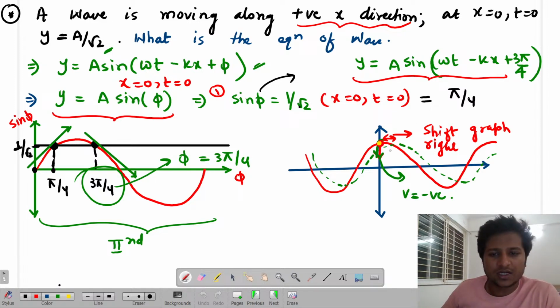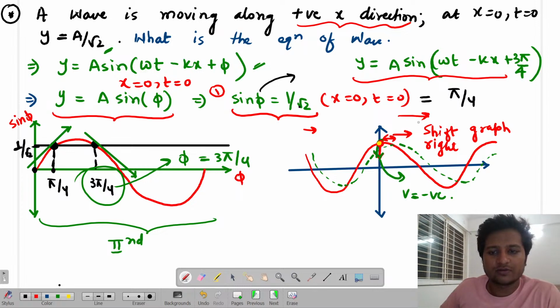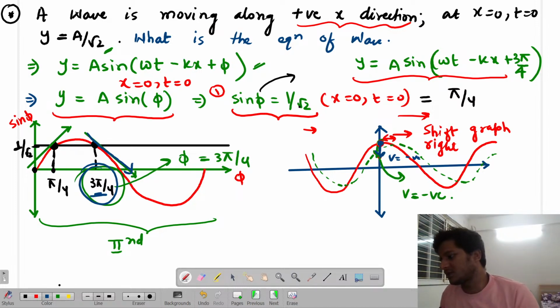Why 3 pi by 4? Once again, when I shift the graph, the velocity becomes negative. First you find the wave equation and the sine phi equation. Third step, draw the sine graph. Then you calculate that 1 by root 2 is possible for two values, pi by 4 and 3 pi by 4. Then we draw the normal progressive wave graph and shift it a little bit rightwards because the wave is going rightwards. When we shift it rightwards, this upward point shifts downwards, which means velocity is negative. If we draw the slope at these intersections, this slope is negative. That's why we consider the angle phi to be 3 pi by 4.